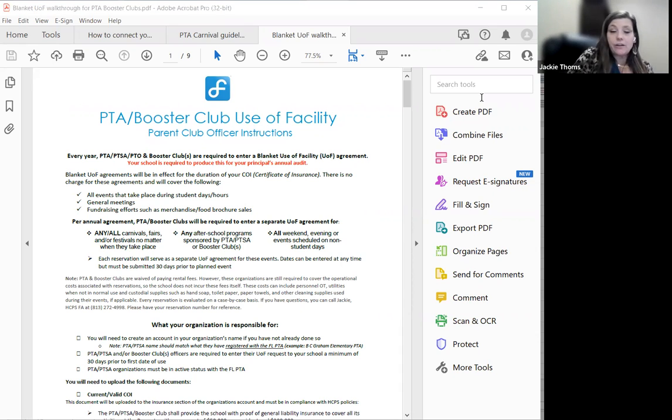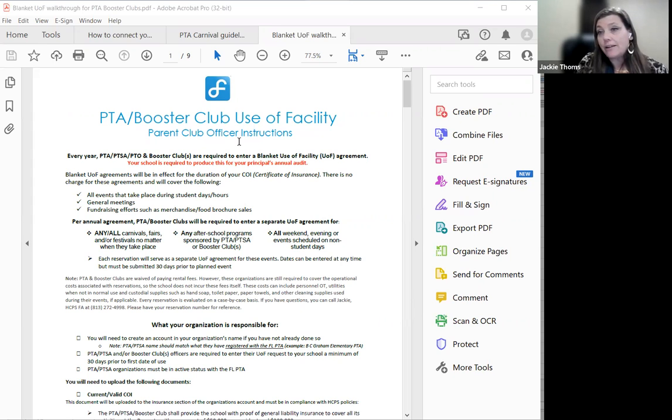As I said earlier, every year your PTA is required to enter a blanket use facility agreement because this is required to be produced for your principal's annual audit. It cannot be entered by your school secretary because it has to have your PTA's name on the account. When your secretary enters it on their account, they get dinged on their audit because it makes the contract look like it's in their name instead of your PTA's name. So make sure that you are entering that for your PTAs.